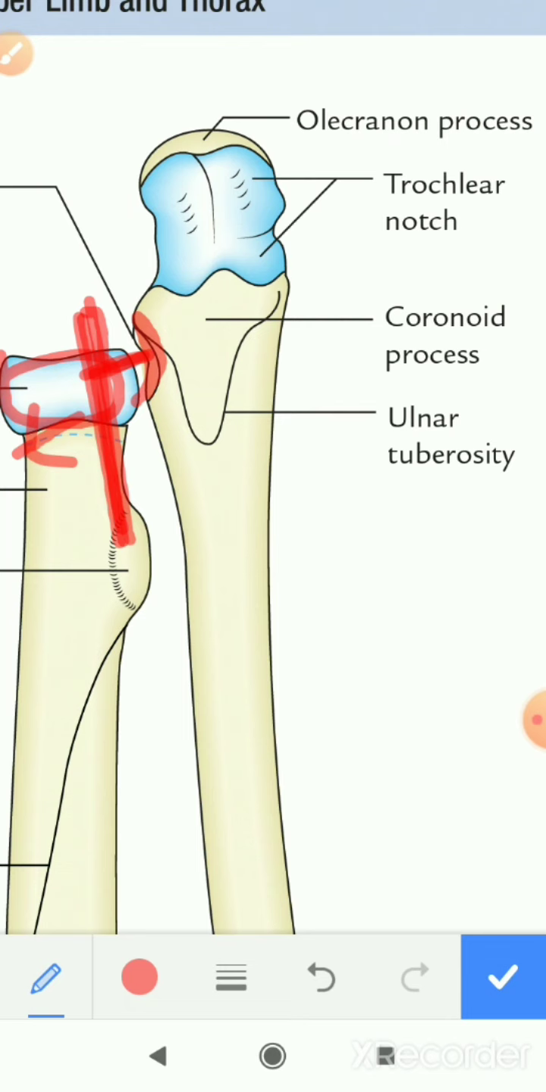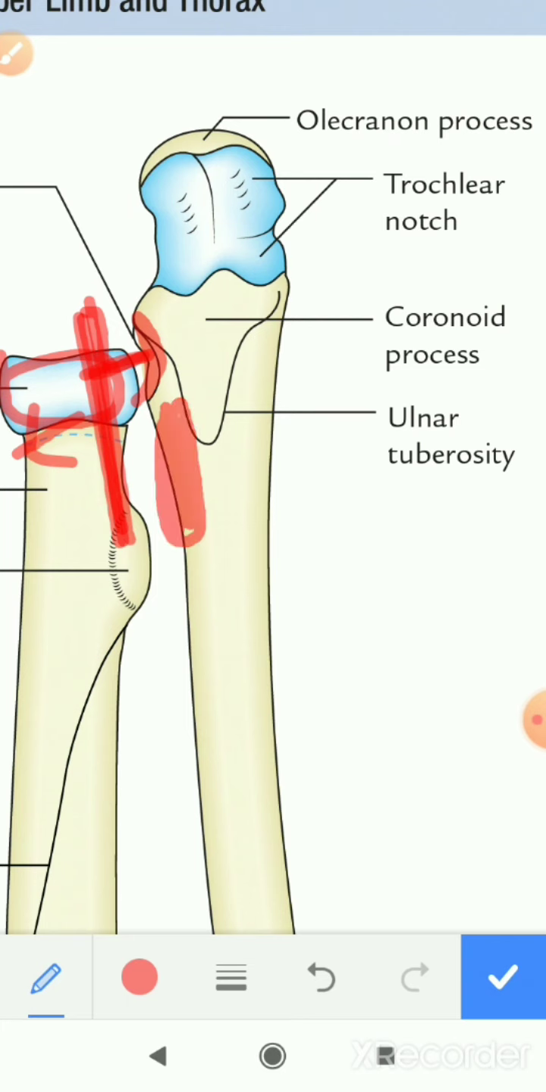Then come to the lower part. Just below the radial notch there is a depressed area. It's called the supinator fossa, and this supinator fossa accommodates the radial tuberosity during supination and pronation. So there is a depressed area, and this part is called the supinator fossa.